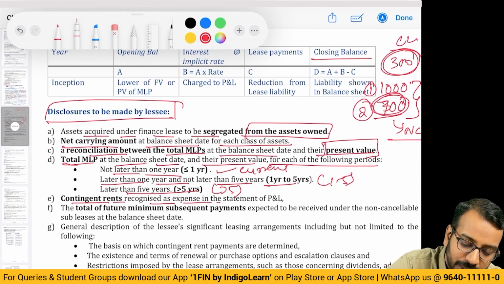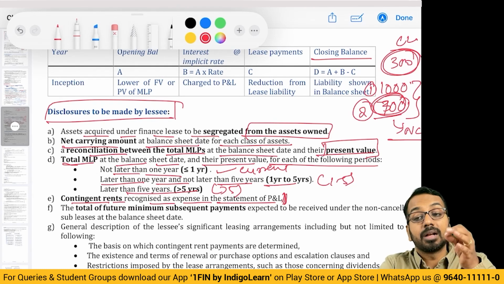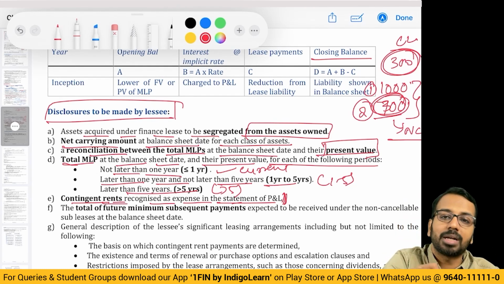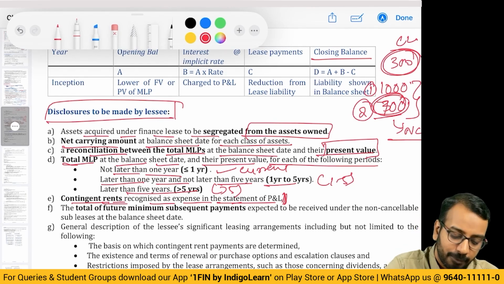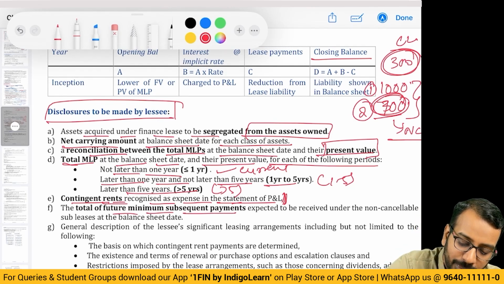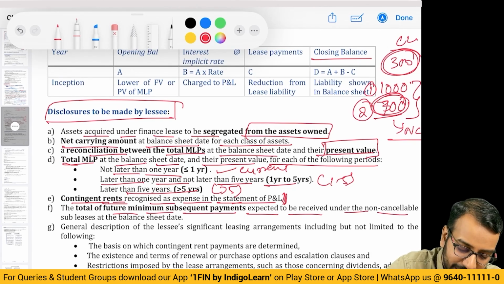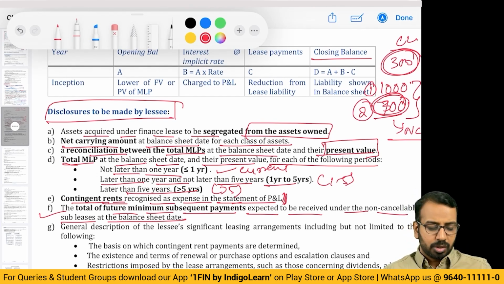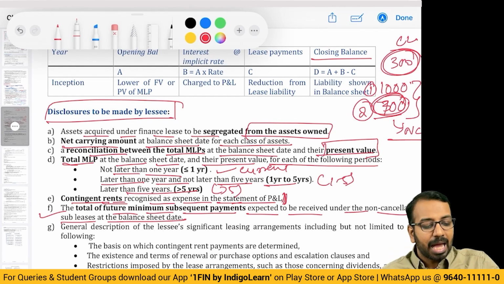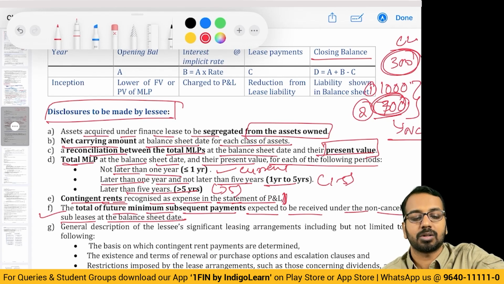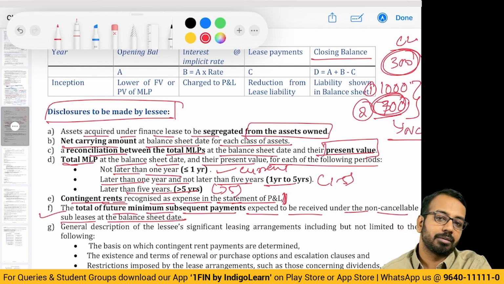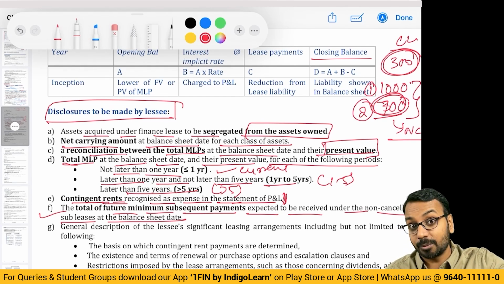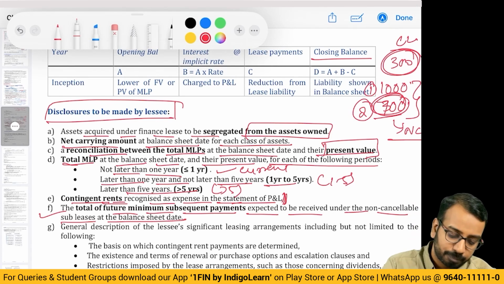Contingent rents recognized as expense in the statement of P&L. See, we understood, right? Contingent rents are not part of your lease payments. So you recognize that in P&L. What is the amount recognized? You have to disclose. Then total of future minimum subsequent payments expected to be received under the non-cancelable subleases at the balance sheet date. So sometimes what happens is I take an asset on lease. So say for example, I have taken an office on lease. I have made different small cubicles, you can say, which I will lease out to some other party, right? Now, whatever I am getting from that sublease, that I have to disclose.